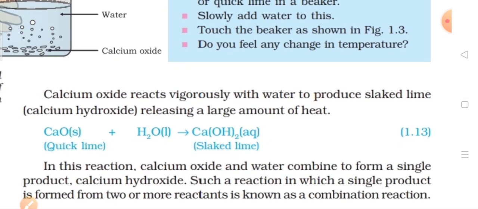So the reaction is very important, okay. Quicklime, you are able to identify that quicklime is calcium oxide, and slaked lime is calcium hydroxide. Clear?